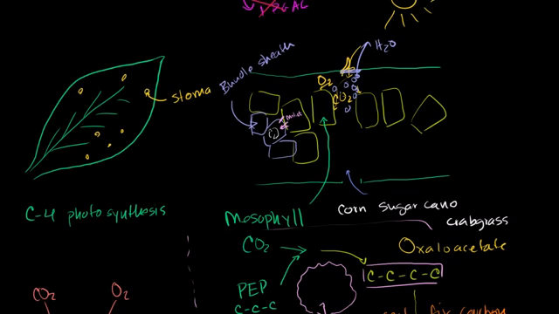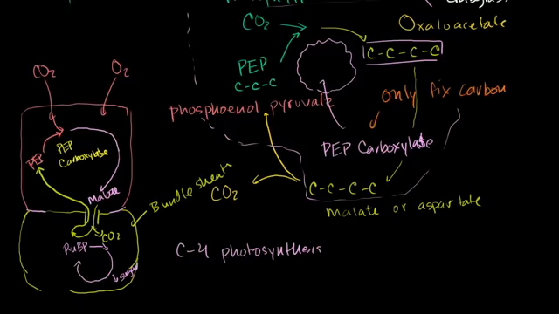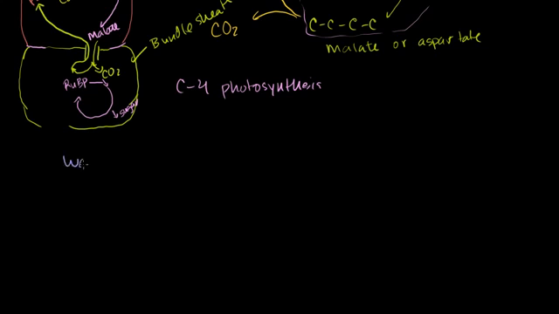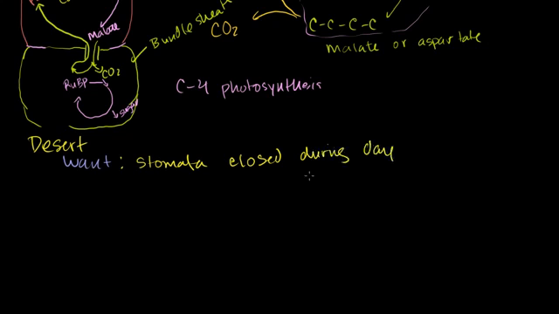So the ideal situation is I would want my stomata closed during the daytime. This is what I want. If I'm in the desert, I want stomata closed during the day. For obvious reasons. I don't want all my water to vaporize out of these holes in my leaf.